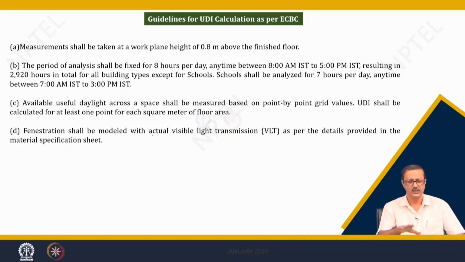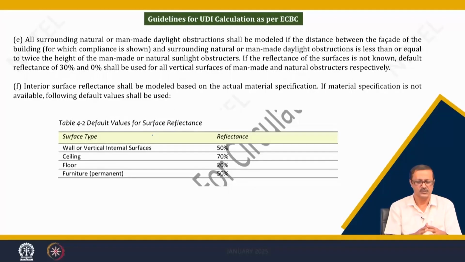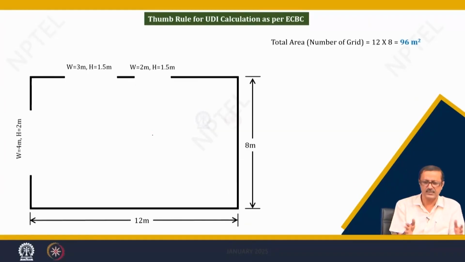In the morning, if you want to do the simulations, you have to keep it at 8 meters above the finished floor level, and the total sunshine hours all have to be calculated. For a school it is some other hours. VLT also you have to take some amount. So, these are some of the VLT and reflectance values of the room you can take. You can go through this.